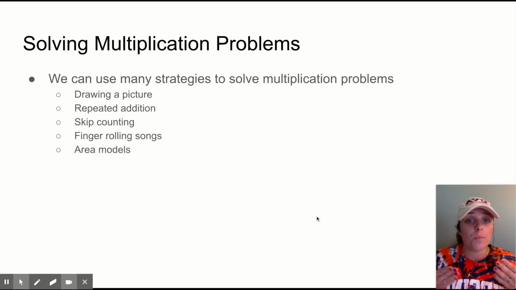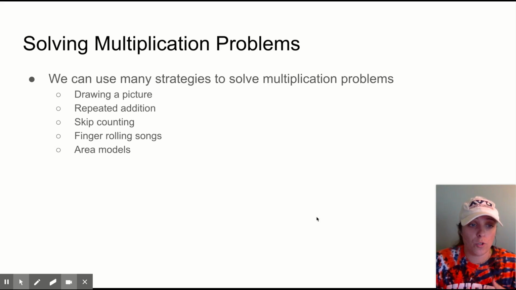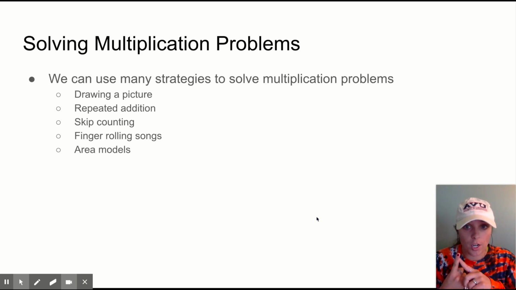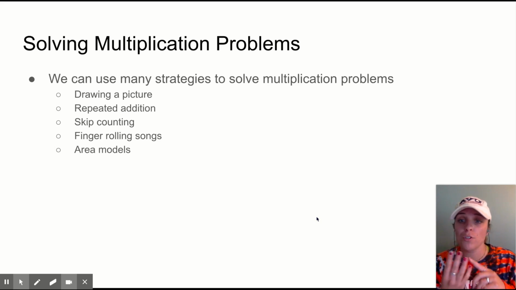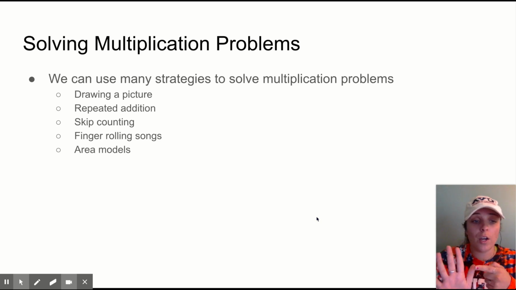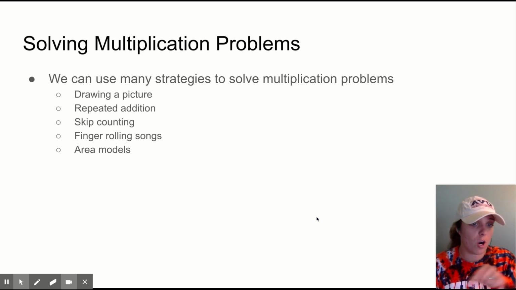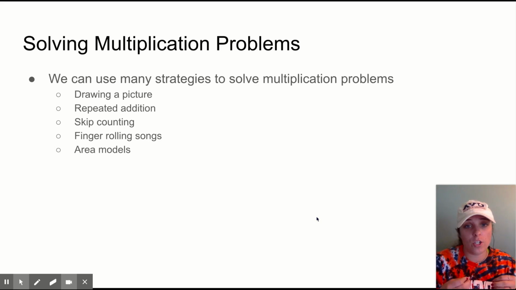To solve multiplication problems, on Tuesday we talked about a bunch of different strategies, and yesterday we talked about some more that we can use. You can draw a picture. You can use repeated addition. You can skip count. You can use finger rolling songs. You can draw an area model, which was when we draw our squares and think about it like an array. There are tons of strategies that we can use to solve multiplication problems.